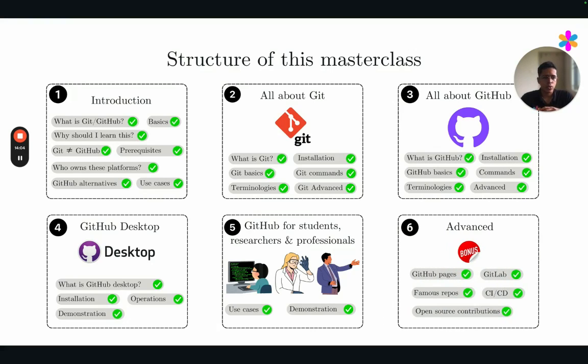And in the last part of the course, we will be covering certain advanced concepts, which are almost like bonus material. We'll be talking about GitHub Pages, which is one way in which you can host websites using GitHub. We will talk briefly about GitLab. It's an alternative to GitHub. It also has so many things in common with GitHub. We will talk about some famous GitHub repositories that you can have a look at, which may benefit you. We will talk about something called CI/CD, how you can continuously integrate changes and continuously deploy them. And we will also teach you how to make open source contributions to famous projects or repositories.